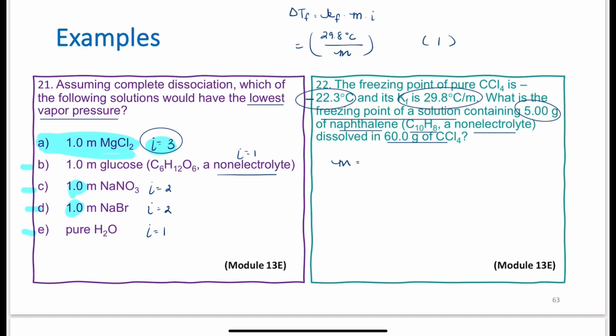5 grams of naphthalene converted to moles. 1 mole of naphthalene weighs 128.16 grams. Carbon is 12.01 each, and there's 10 of them. Hydrogen is 1.008, and there's 8 of them. So 5 grams times 1 mole of C10H8 divided by 128.16 grams of C10H8 gives me 0.0390. And that is moles.